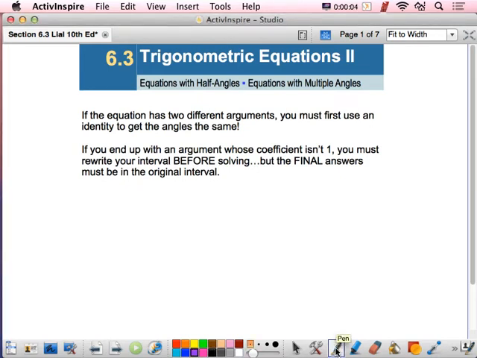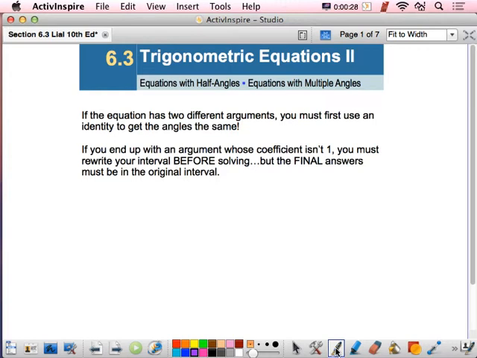So here we have section 6.3, which are trigonometric equations part 2. And the first thing I want to note is these are all different because the equation will not have an argument of plain x or plain theta. Maybe it'll be a 2x, maybe it'll be a 2 theta or a 3 theta or a half x. So we have to figure out ways to handle that when your angle is not just plain x or plain theta.